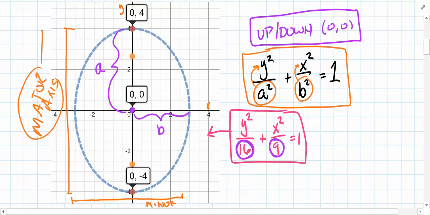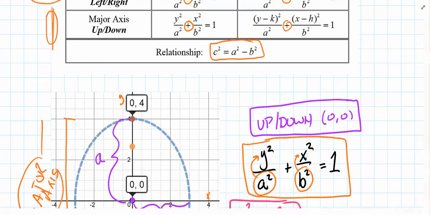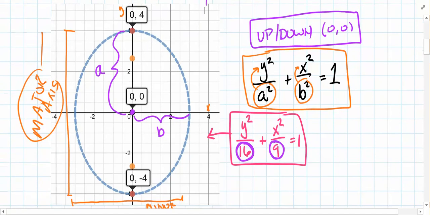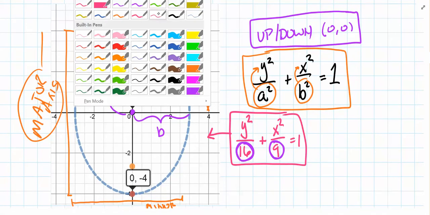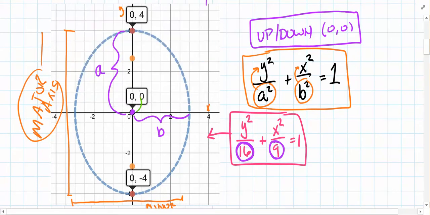There's one other thing to note, and that is right here, and that is this relationship between A, B, and C. But I haven't told you what C is. C is the distance from the center to this point right here. And each of these points is called a focal point. So there's 2 of them. So just like there was a focal point in the parabola, there are 2 focal points in the ellipse.